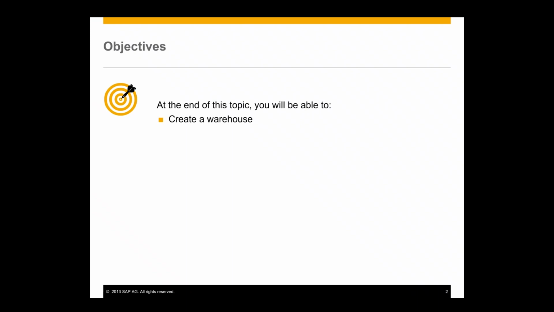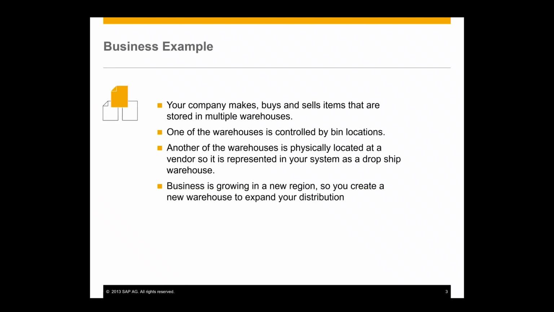In this, we'll go over how to create a warehouse, which is very quick, view warehouses and bin location structure, and describe the dropship process at a high level. In this example, we make and buy stuff. We have one warehouse controlled by bins, another warehouse physically located at a vendor location, and we're going to grow into a new region. So we need to create a new warehouse.